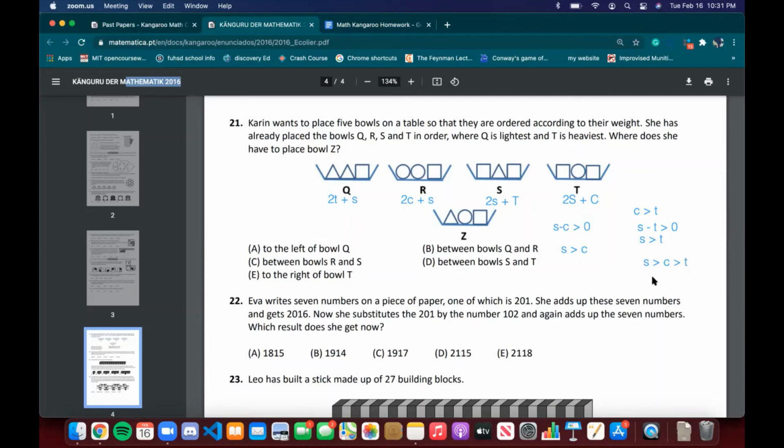And now we can just substitute random numbers. We can say T is 0, C equals 1, and S equals 2. And now we can just assign weights to all of these. If T is 0 and S is 2, then the weight of Q is 2. If C is 1 and S is 2, then we can just put the weight of R as 4.